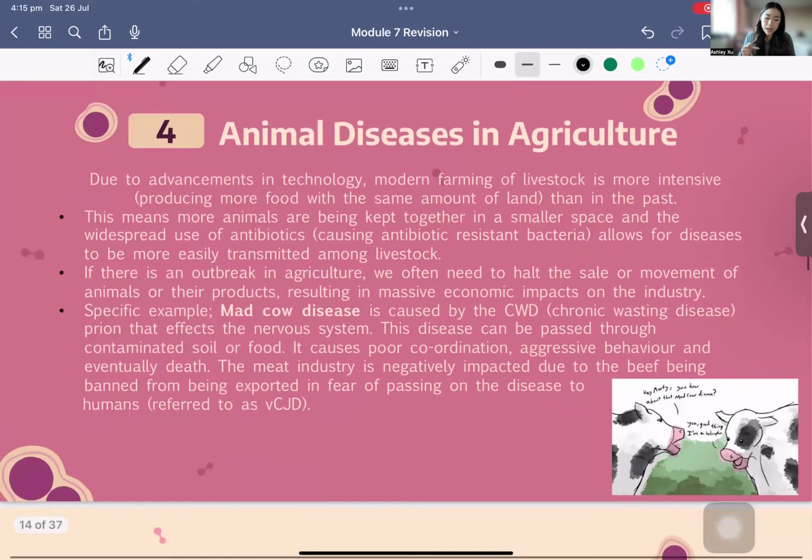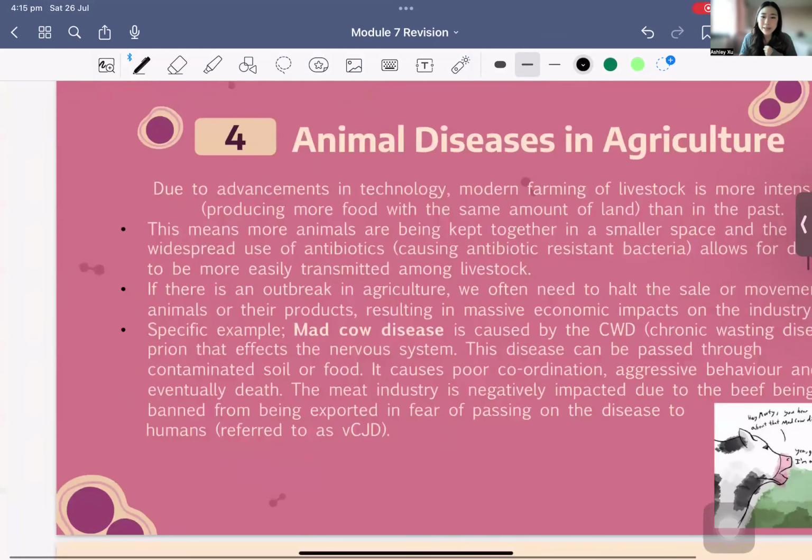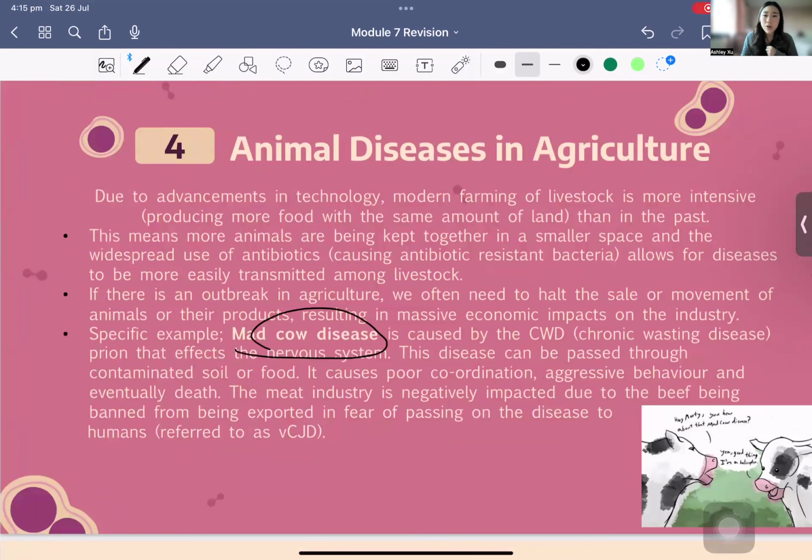Okay, so again, similar to the plant disease, remember the disease name, remember the type of pathogen that causes it, whether it's a prion, bacteria, or virus, and remember a couple of symptoms that it causes. Mad cow disease affects the nervous system. This causes poor coordination, aggressive behavior, and eventually death. Then remember some effects on the agricultural industry. Did it mean that beef was banned from being exported? Did it mean that beef was really expensive? What impact did it have on the agricultural industry?